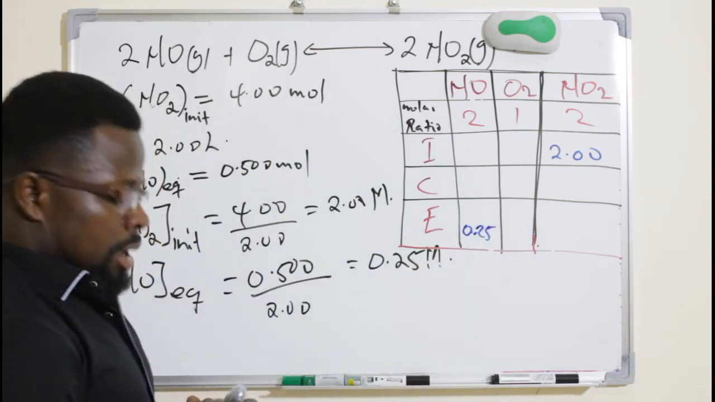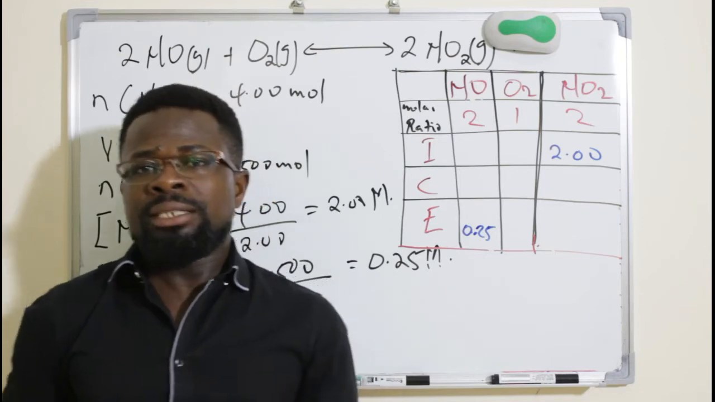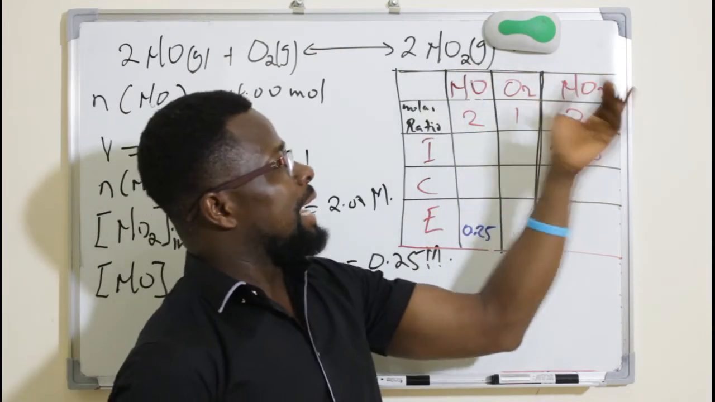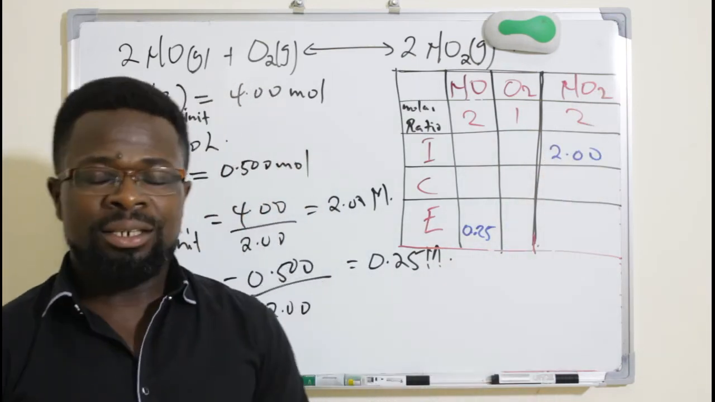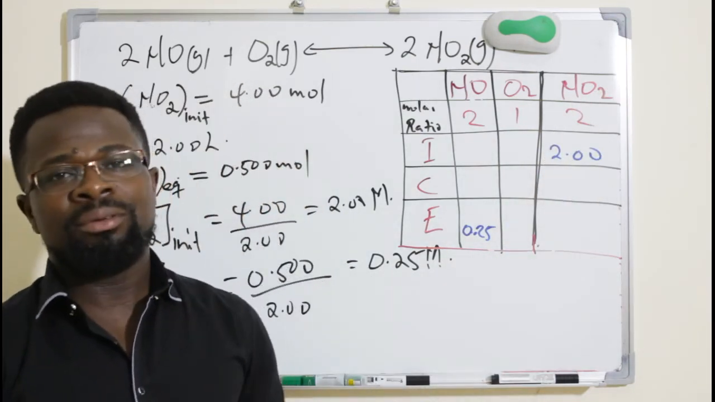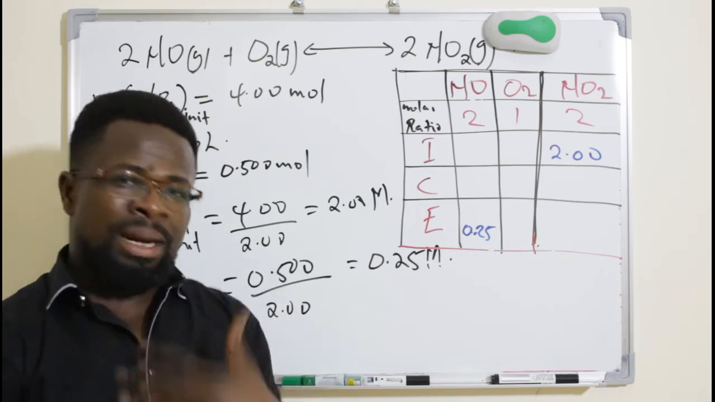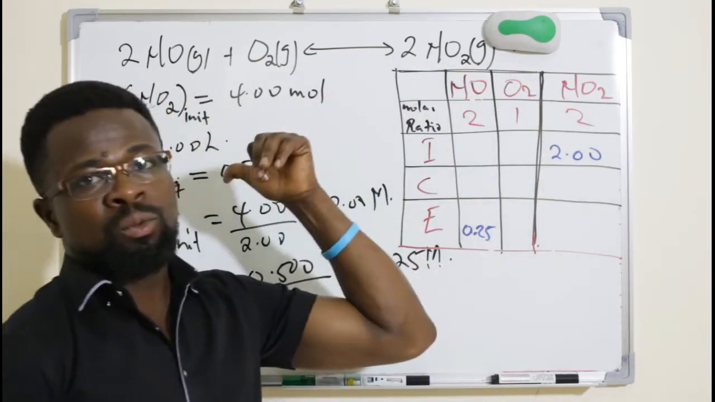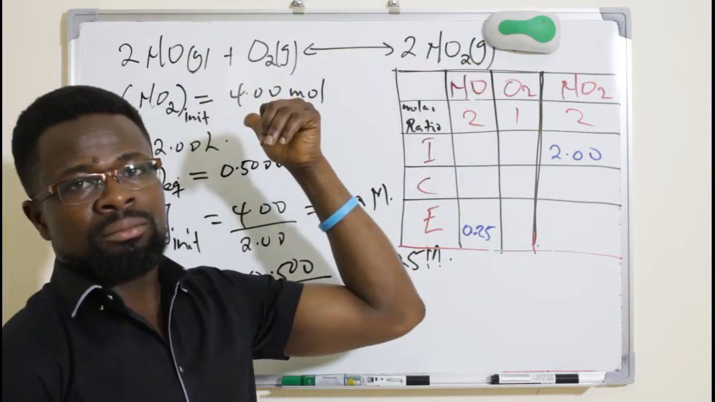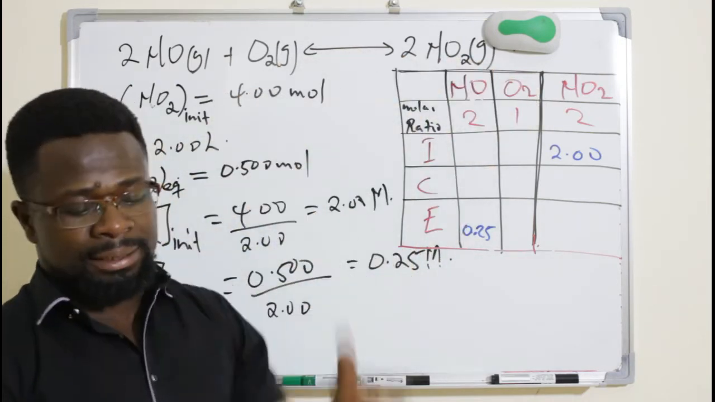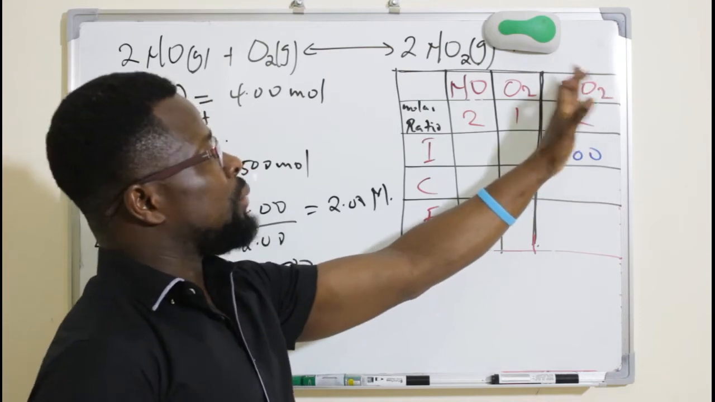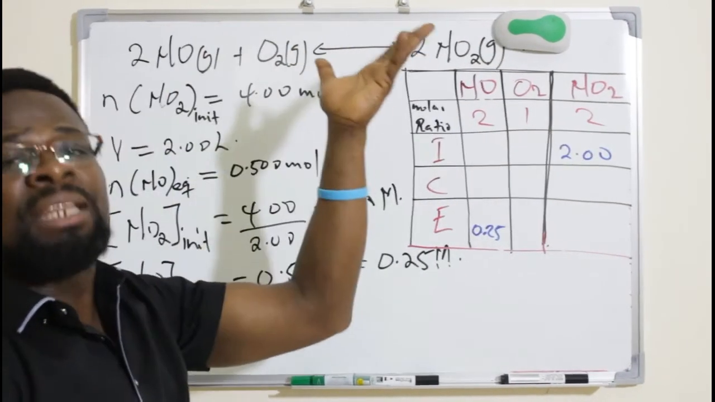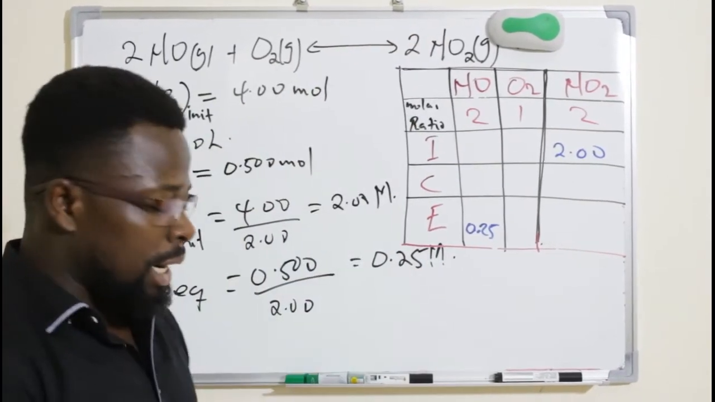If you look at this calculation, you can see that the initial amount of our product is not equal to 0. That means we will assume that we are looking at the reverse reaction. So if you are looking at the reverse, this is now becoming my reactant, and this is becoming my product. That would be the assumption. That's the way we will look at it from.